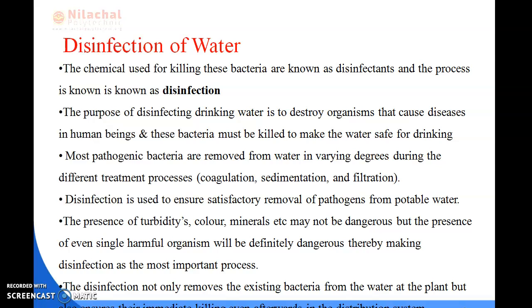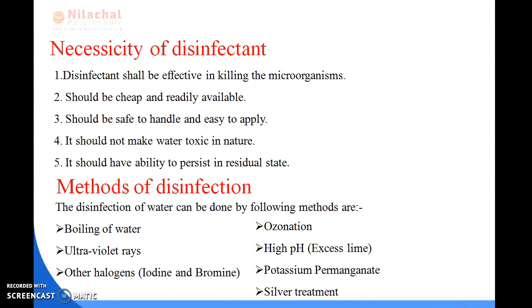The main purpose of disinfection of the water is to destroy all the organisms that cause diseases in human beings, and the bacteria can be killed to make the water safe for drinking purposes or any type of purposes. So next we will be discussing the necessity of the disinfectant.